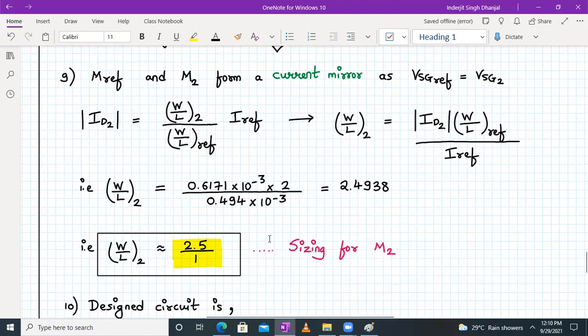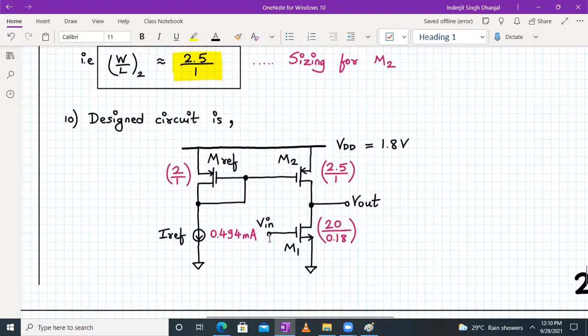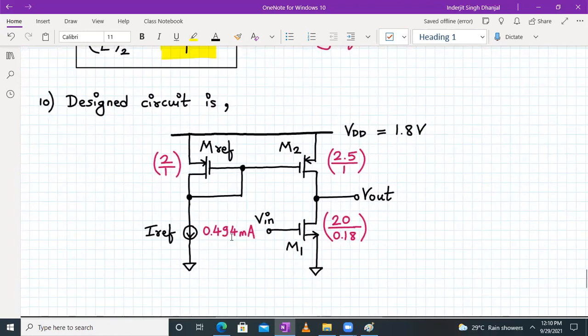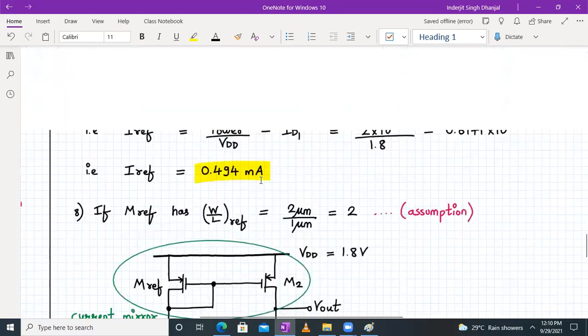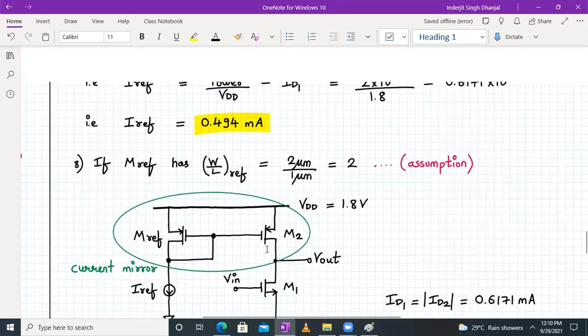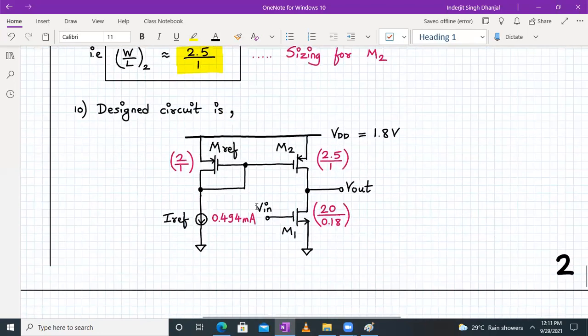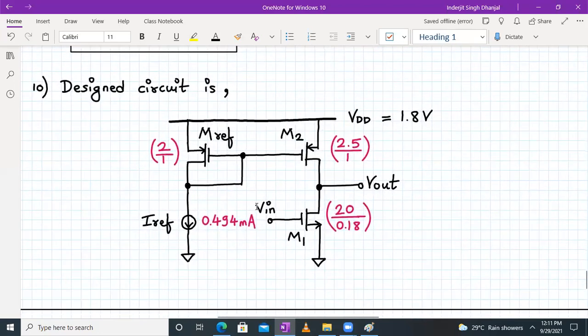Okay, and your last point will be based on your designed circuit. Over here we found out the value of I reference. It came out to be 0.494 milliamperes. Transistor sizing for M reference, we have assumed it 2:1. M2 transistor sizing came out to be 2.5:1, and M1 transistor sizing was already given. So this is your designed circuit, which will give the voltage gain of 20 and a power budget of around, I think, 2 milliwatt, right? It was 2 milliwatt. Yeah. So this is my designed circuit for your common source amplifier employing the current mirror.